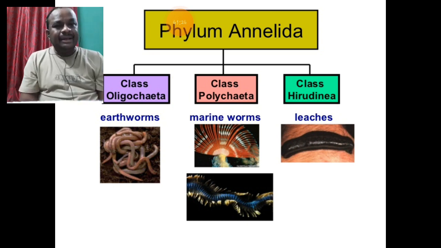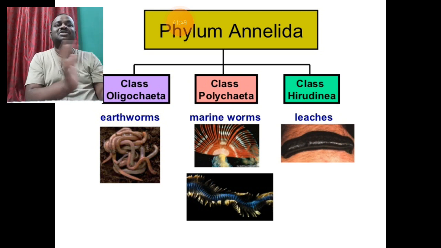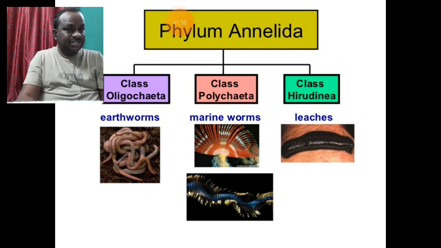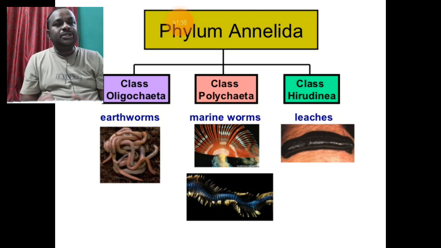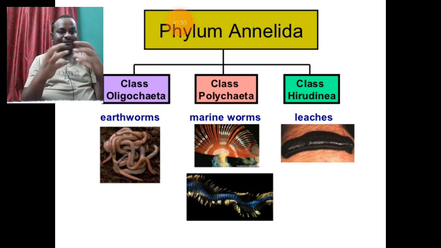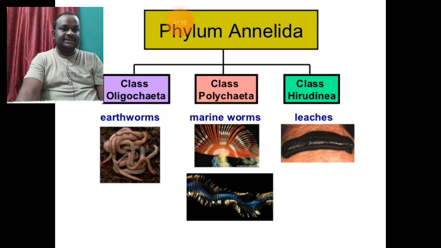Phylum Annelida is divided into 3 groups or 3 classes. This is based on certain characters. For example, the character of locomotion, locomotory organs. The second is the habitat. The third is the reproduction type. Likewise, these are the characters based on which we are classifying the phylum Annelida into 3 classes.